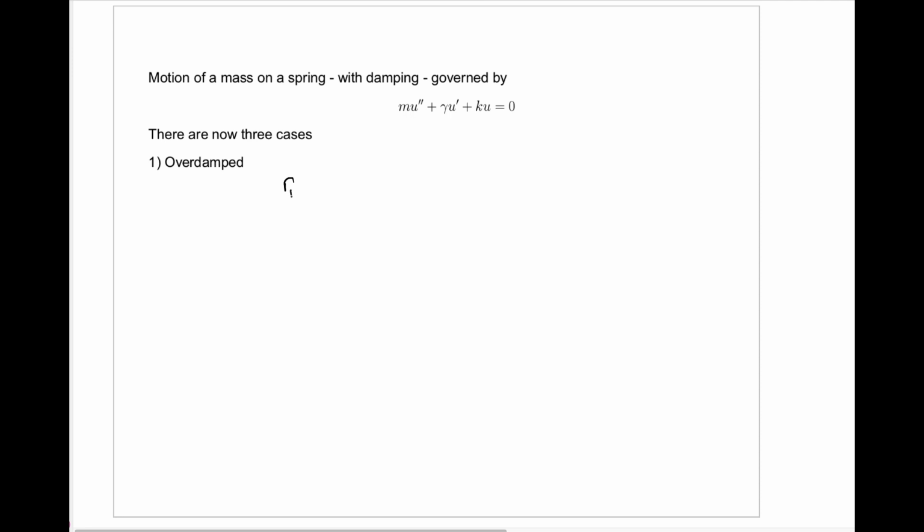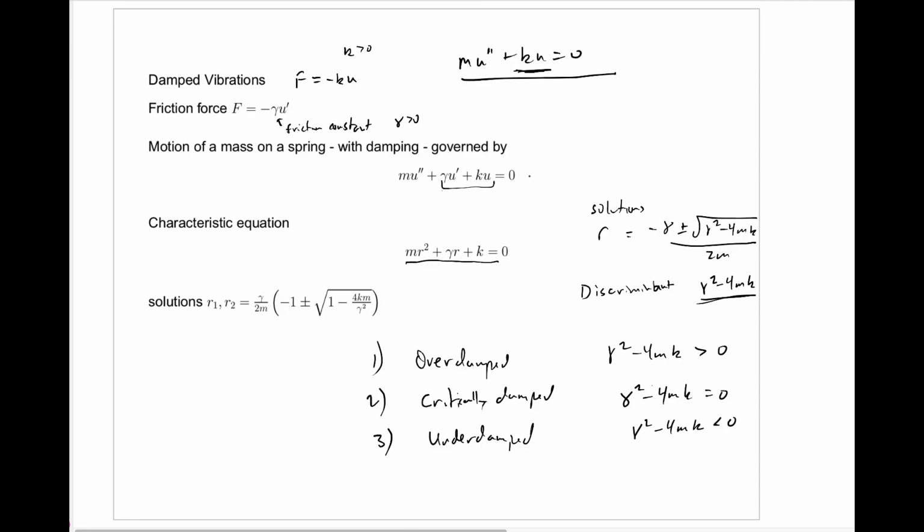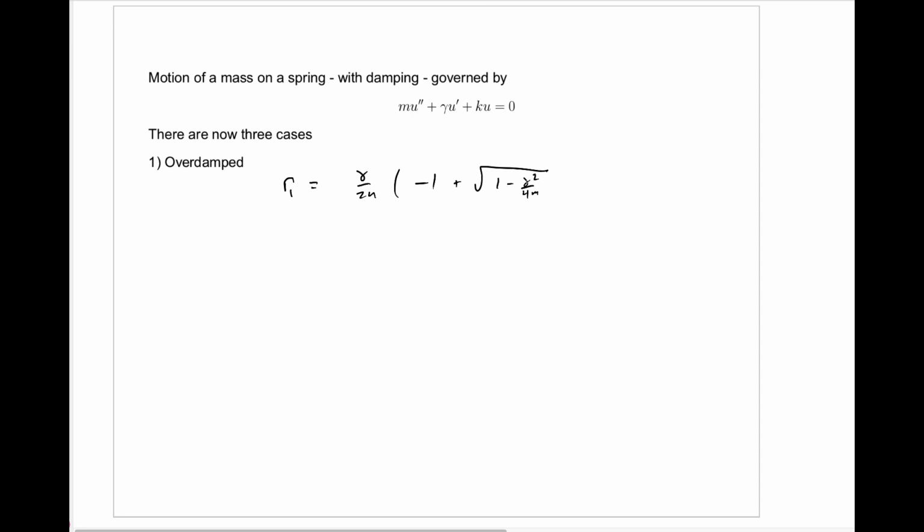Well, as we wrote down before, we'll have r1 is gamma over 2m, now times minus 1, plus the square root of 1 minus 4km over gamma squared. Actually, I lost the 4km over gamma squared there. Let me fix that. And r2 will be gamma over 2m times minus 1 minus the square root of 1 minus 4km over gamma squared.